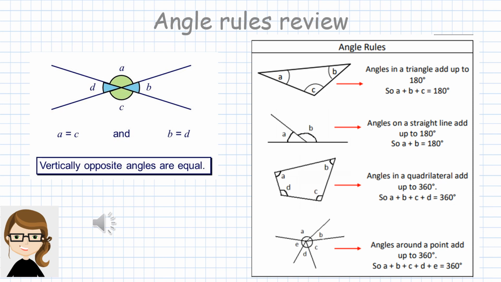Angles on a straight line add up to 180 degrees also. In a quadrilateral, a four-sided shape, which could be a square, a rectangle, a parallelogram, a trapezium, or an irregular quadrilateral, they also add up to 360 degrees. Angles around a point add up to 360 degrees too.